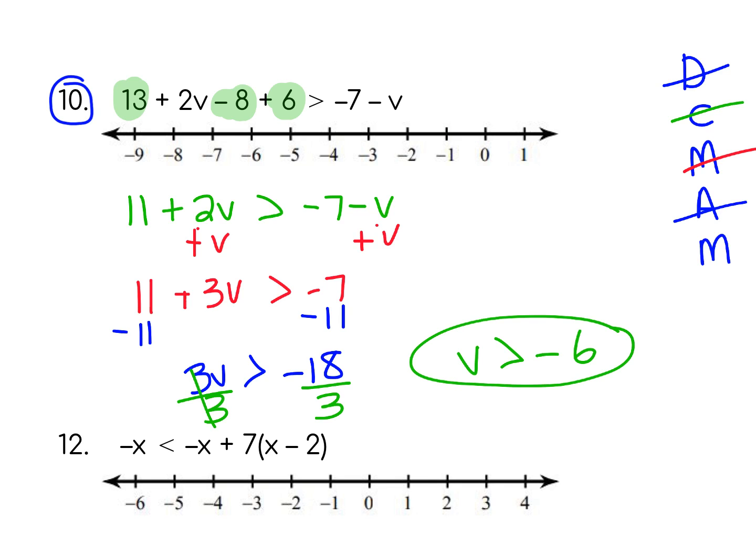So we find negative 6 on the number line and circle it. Because this is just regular greater than, we're going to leave that circle an open circle. And then greater than looks like an arrow pointing to the right, so we're going to color in the right side of this number line.